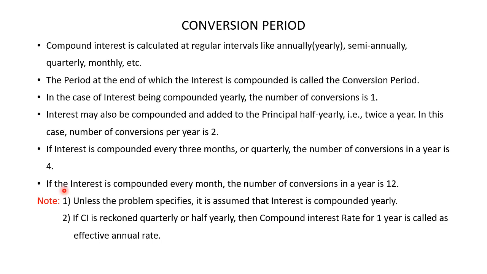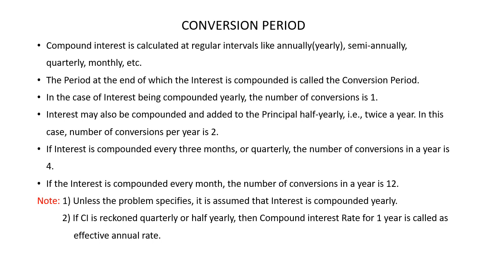If the interest is compounded every month, the number of conversions in a year is 12. That is, if interest is compounded monthly, it means that interest is added to the principal at the end of every month. Now, since there are 12 months in a year, it means that the number of conversions in a year is 12 when interest is compounded monthly. Hope you have understood the concept of conversion period.